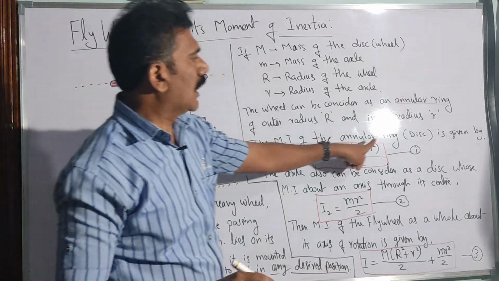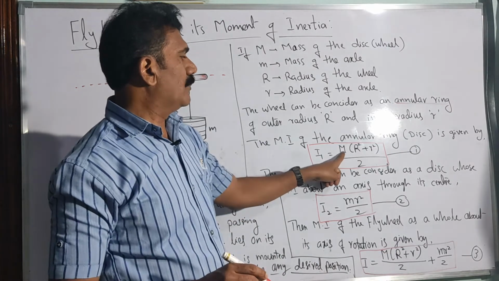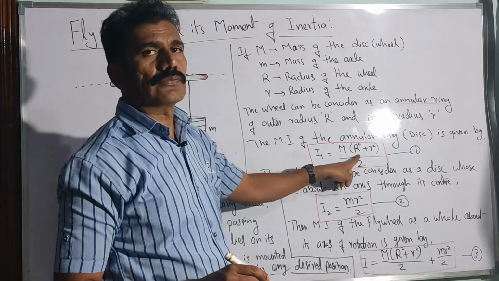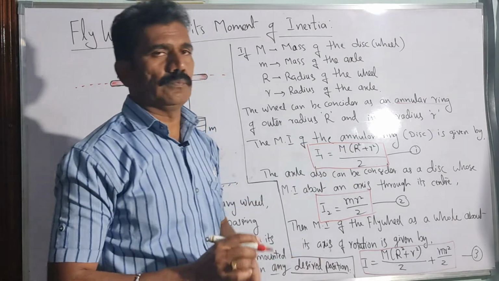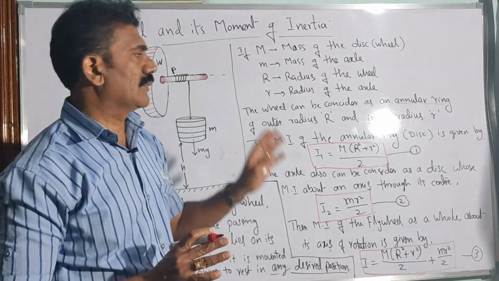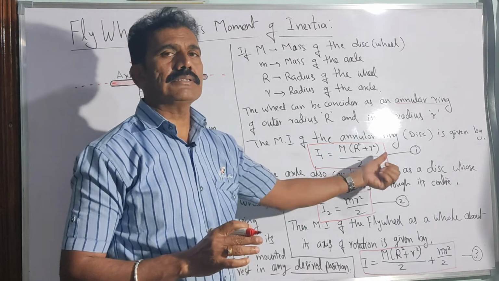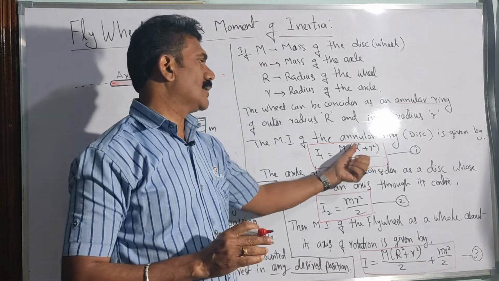You know the standard equation for the moment of inertia of an annular ring or disc: I1 is equal to M into R square plus r square, divided by 2. The standard equation is M R square by 2 for any disc, but the annular ring has two radii, outer and inner, so you consider R square plus r square, and hence M times R square plus r square by 2.